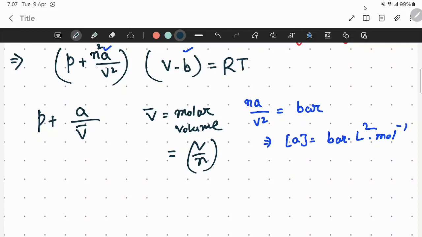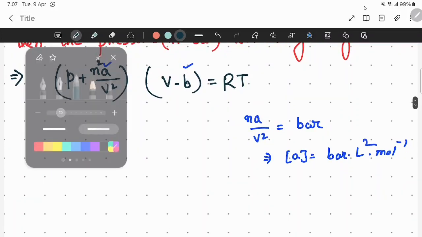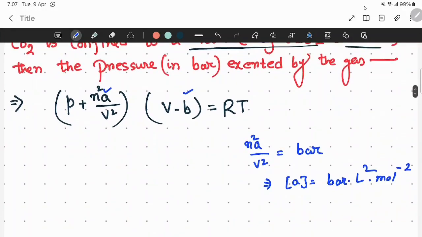So that means V and N should have the same power. Otherwise, you can't write that in terms of molar volume. So it must be N square. That means it should be this. I think that is a typo. Okay. Now, and here is this. This is NB. Okay. This is NB, and here eventually there will be NRT. This is the general formula.